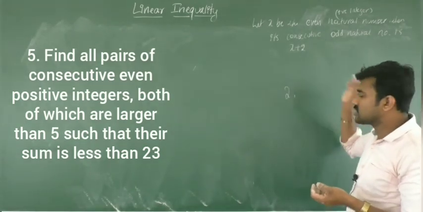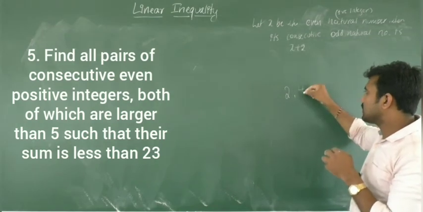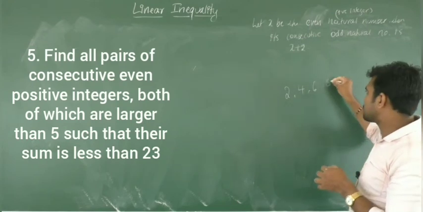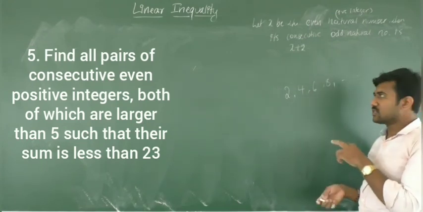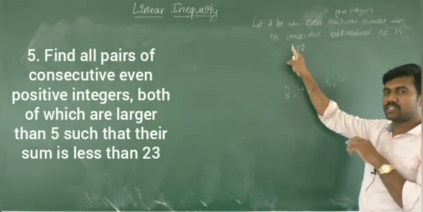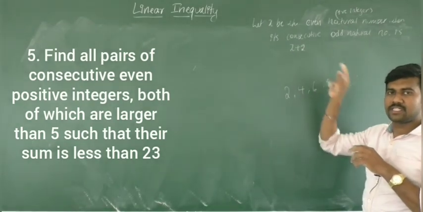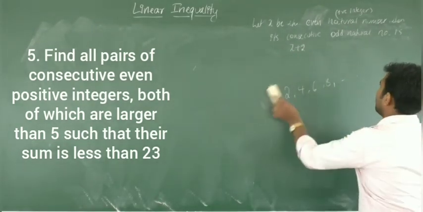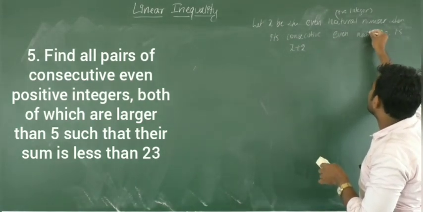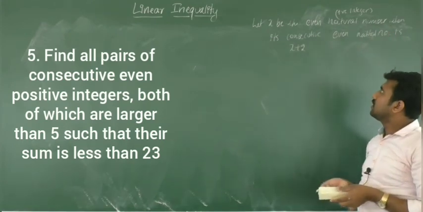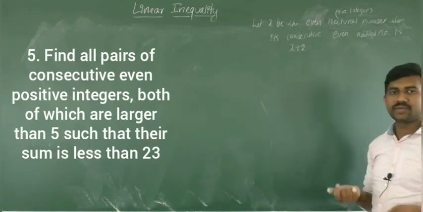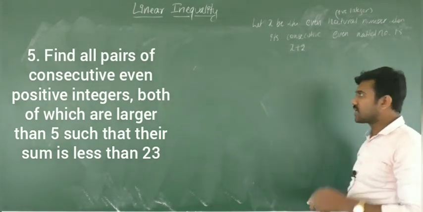If you consider 2 as an even positive integer, its consecutive even positive integer is 4. Its consecutive even positive integer is 6. Like this it continues and so on. So the difference is 2, right? So if you consider x as one of the even positive integers, then its next even positive integer is x plus 2. Okay, so now we can observe here, if x is the even positive integer, then its consecutive even positive integer is x plus 2. Now what is the condition they have given?